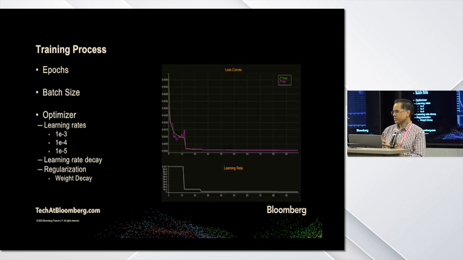For the training process, we need to choose how many epochs to run, what the batch size is, what kind of optimizer to use, and all these are hyperparameters. So we try different learning rates, and then we pick the model which minimizes the out of sample error. It's also important to have a learning rate decay. As you can see in this diagram, the loss goes down, but if you notice, wherever there is a decay in the learning rate, the loss drops drastically. So it's important to use learning rate decay.